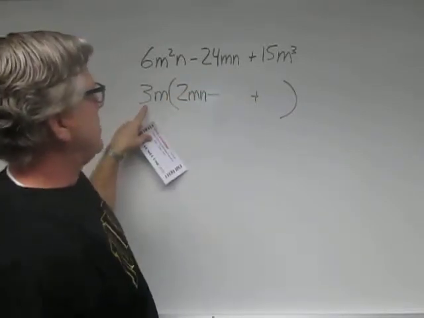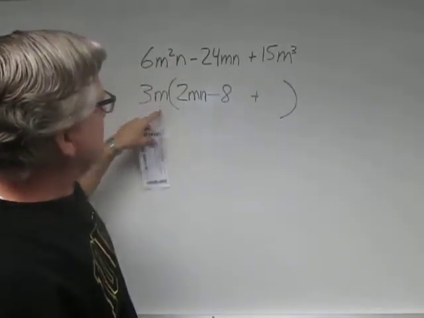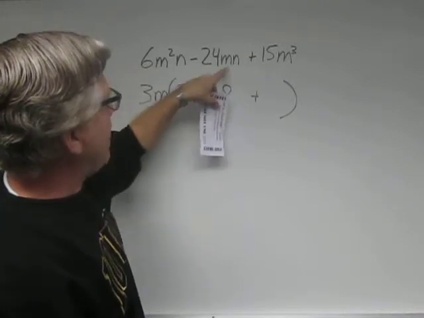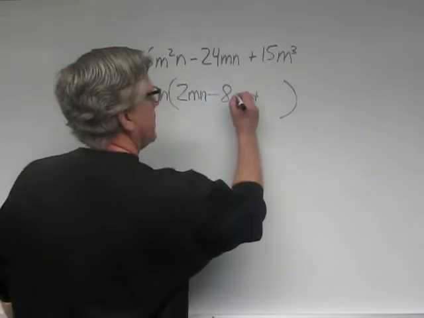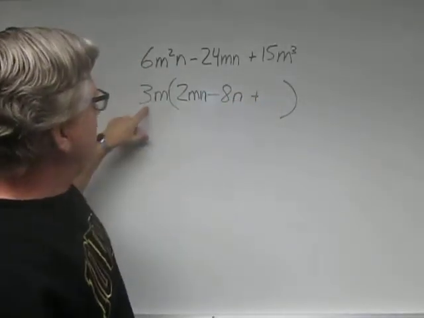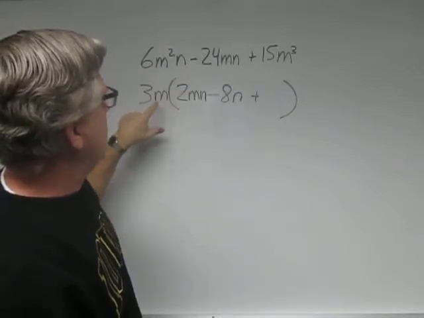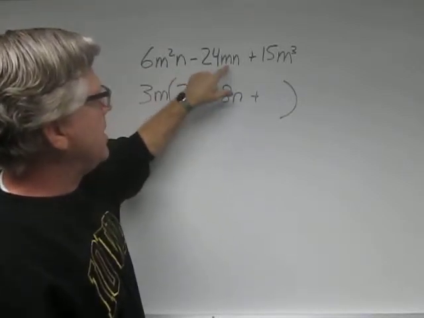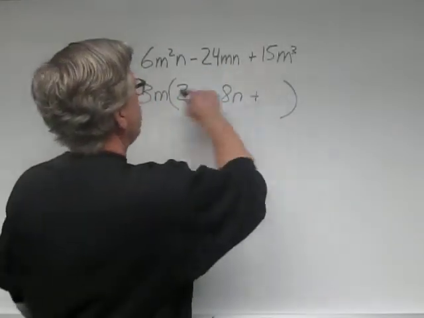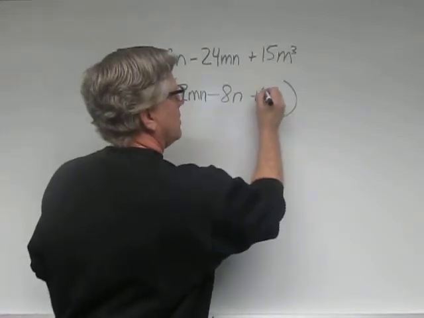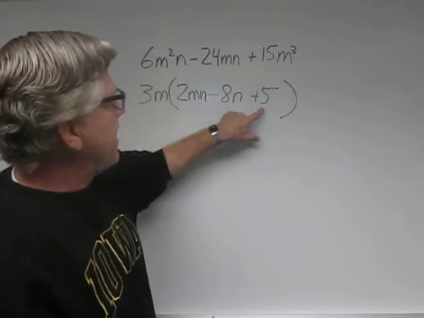24 divided by 3 is 8. 3 times 8 equals 24. We took an m out, so we don't need that here, but we do need this here, the n. Okay? If we multiply 3m times 8n, we get 3 times 8 is 24, m times n. 24 m times n. Okay? Let's look at the last one. 15 divided by 3 is 5. Okay? So 3 times 5 is 15.